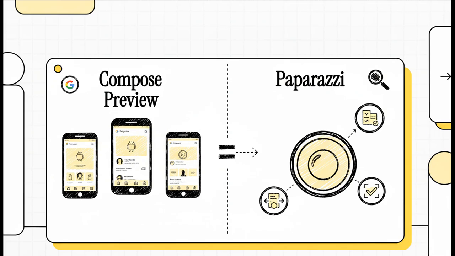All right, let's talk about something every Android developer knows all too well, that constant battle to make your UI look absolutely pixel perfect on every single device. Well, today we're diving into a super powerful technique that can help you win that fight, screenshot testing. And we're going to compare two of the heavy hitters in this space, Google's new Compose preview testing and the community favorite, Paparazzi. Let's get right into it.